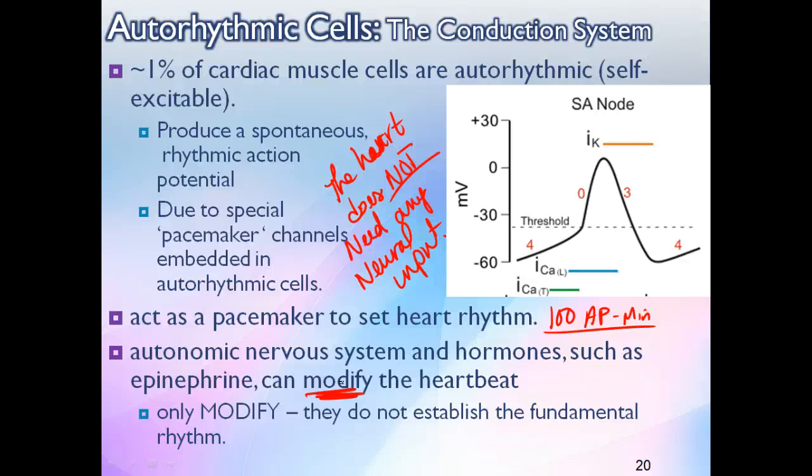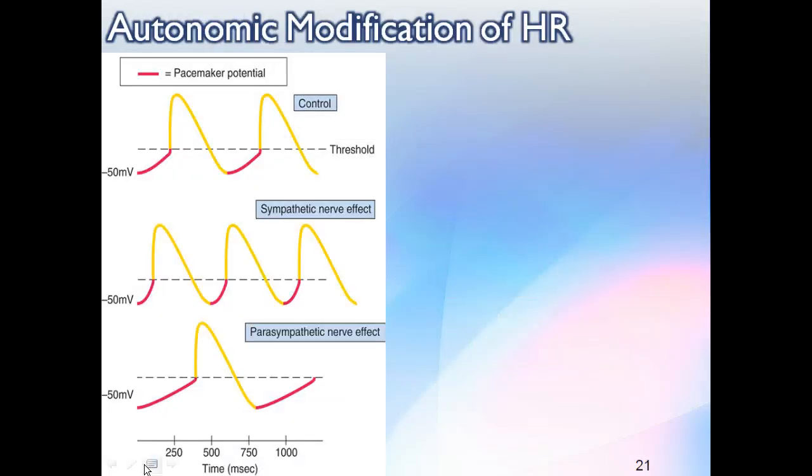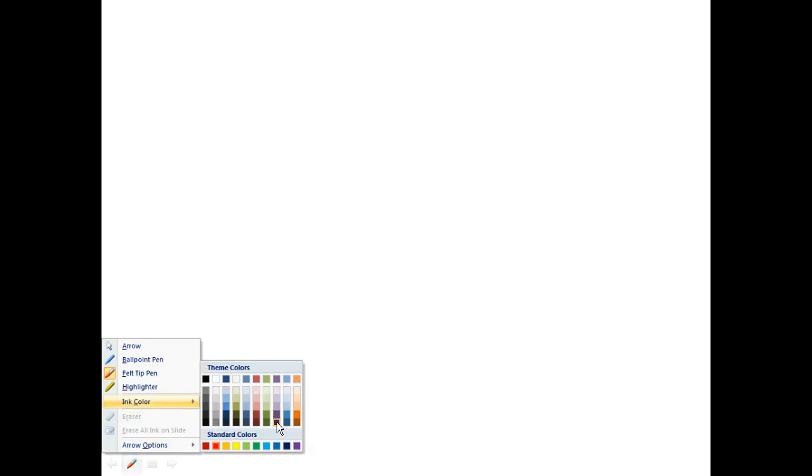Well, how does the autonomic nervous system do the modification? So let's take a closer look. First, let's revisit our white screen. So as you recall, when we draw this a little bit bigger, we have our 0, our plus 30 up here, our negative 55, and our negative 70.